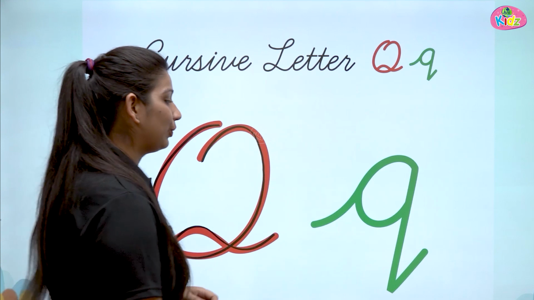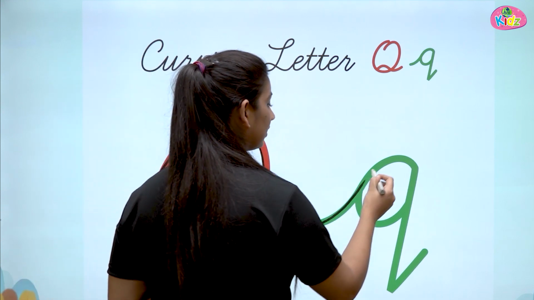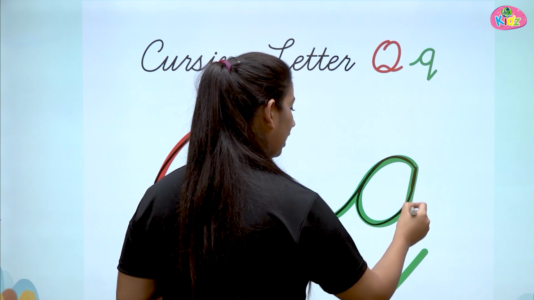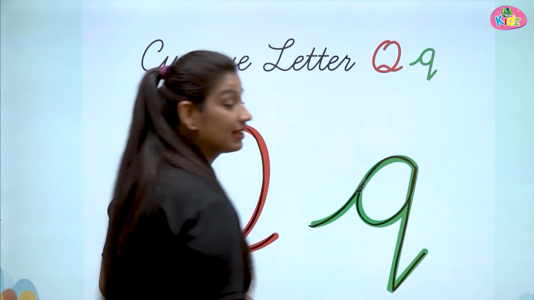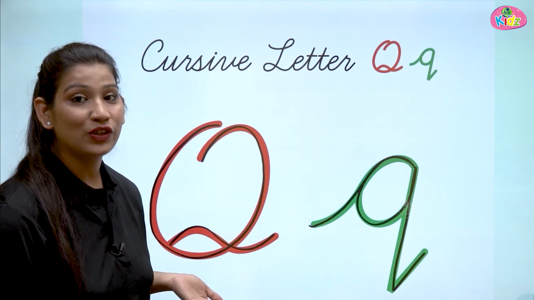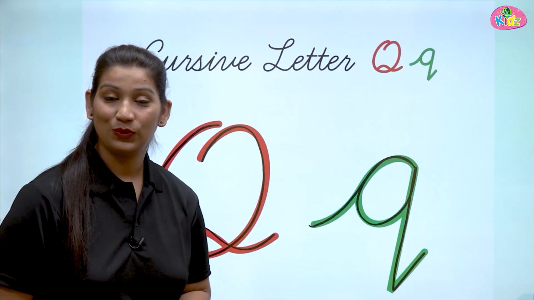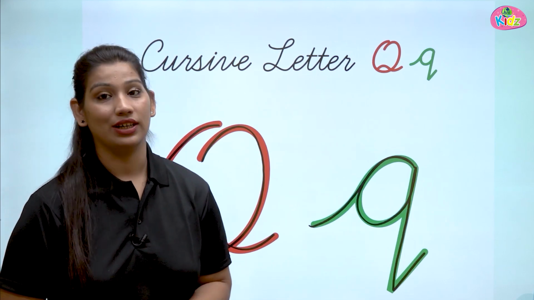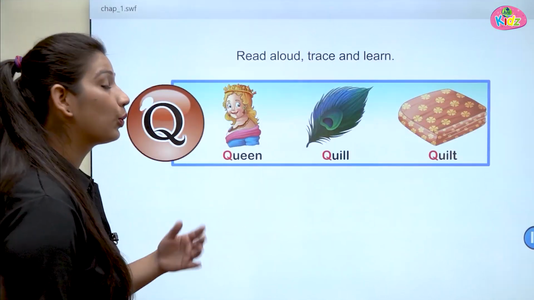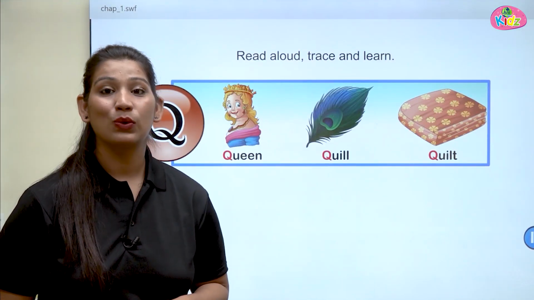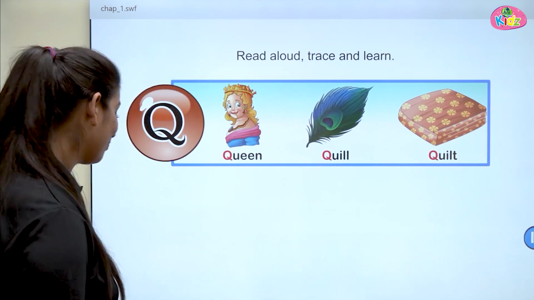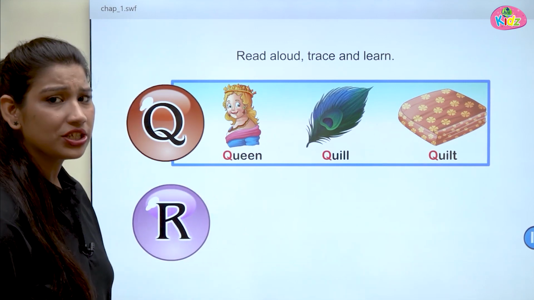This is small cursive Q. Start from this point. Go down, make a line and like this. This is small cursive Q. Capital cursive Q, small cursive Q. Q sounds quer. Q, quer, queen. Q, quer, quill. Q, quer, quilt. After Q, you know which letter comes?